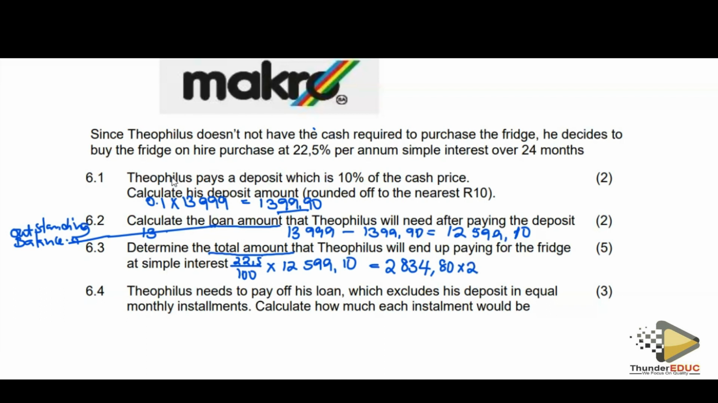But remember, this is only for 1 year, but it's going to take 2 years. Multiply. So for 2 years, the interest is this much, plus the money the person has taken. So at the end, person has this much, plus the deposit.